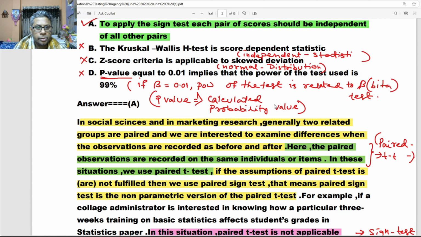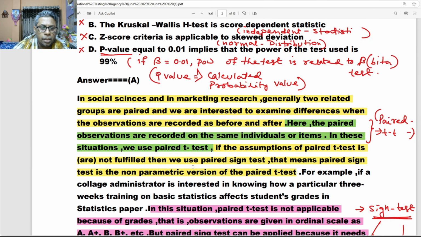in social science and in marketing research, generally with two related groups or pairs, we are interested in examining the differences when the observations are recorded as before and after. Here, the paired observations are recorded on the same individual or item. In this situation, we use the paired t-test. When we use the paired t-test, if the assumptions of the paired t-test are not fulfilled, then we use the paired sign test. That means the paired sign test is the non-parametric version of the paired t-test.